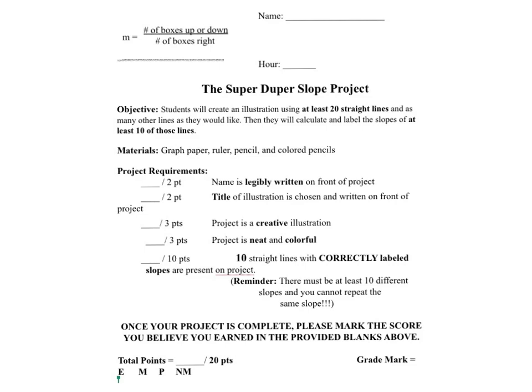So your objective is that students will create an illustration using at least 20 straight lines and as many other lines as they would like. Then they will calculate and label the slopes of at least 10 of those lines. You can label more, it might give you a chance to get all your points. Let's say you label 11 of them and you get one wrong, you still have 10 correct slopes, so you're getting your full points for that.